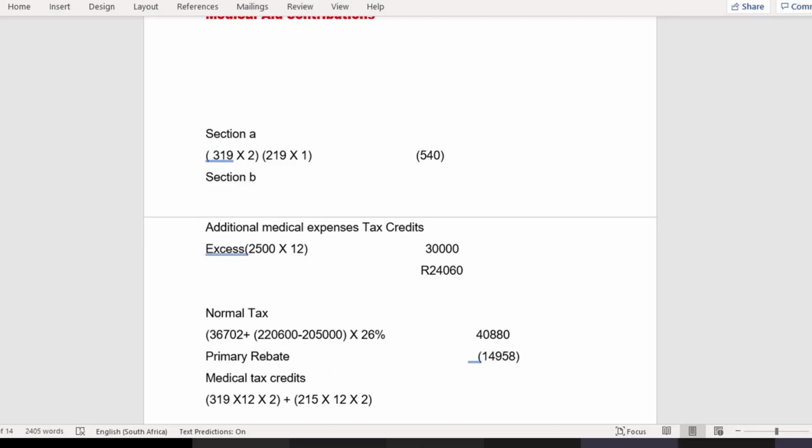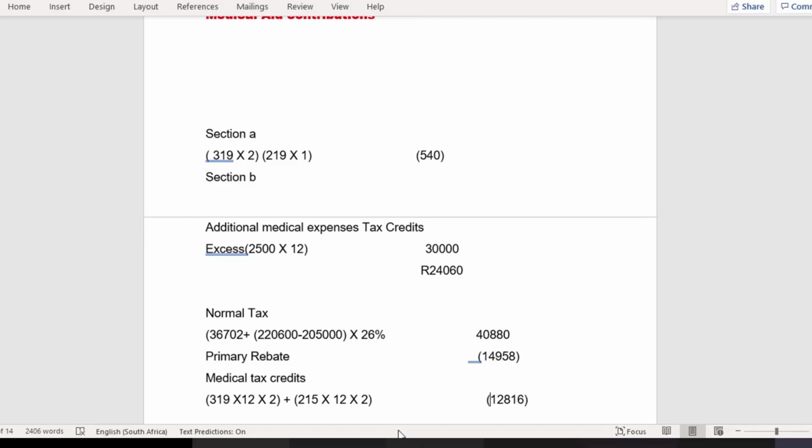319 multiplied by 12 times 2 plus 215 multiplied by 2 multiplied by 12 equals 12,816. So it will be 12,816, and then you bracket it. So that's how you get your medical tax credit.